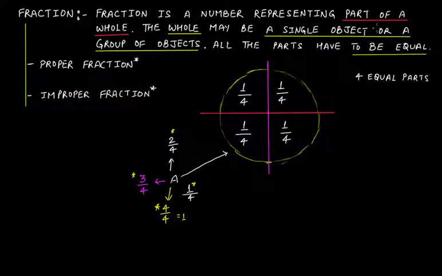Now, the next thing that is very important in this definition, the next line, is: the whole may be a single object or a group of objects, where the fraction is telling about a whole. I'm sure you would be getting confused, thinking, hey, what's that? I hope that whatever we have discussed till now is very clear to you. Let's go to this discussion. Whatever we have discussed till now, we took only one object as a whole. But what if we take a group of objects as a whole? So let's discuss that portion.